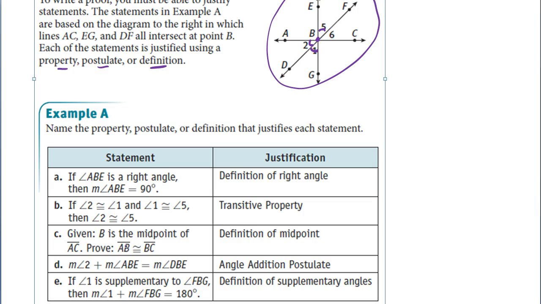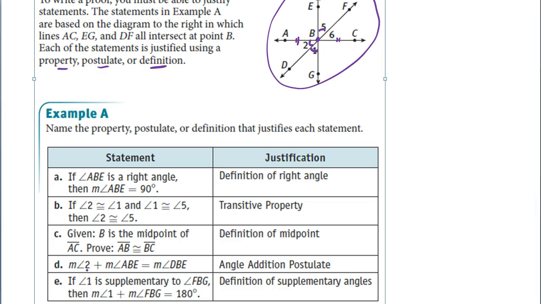Next one, given B is the midpoint of AC. Prove that segment AB is congruent to segment BC. So here in the drawing, if B is the midpoint from A to C, how do we prove that that piece is congruent to that piece? Like, what's the reason for that? That is the definition of midpoint.